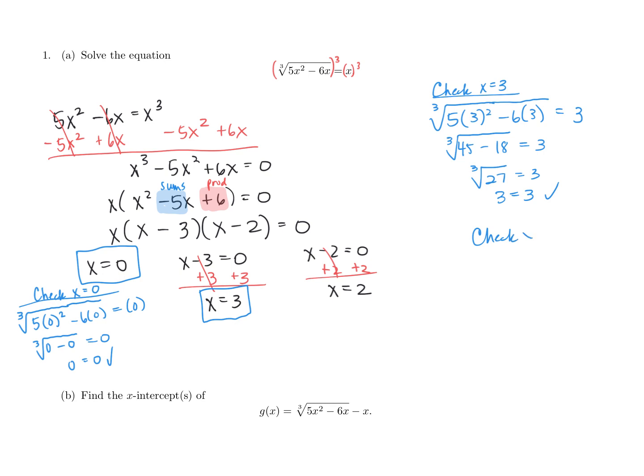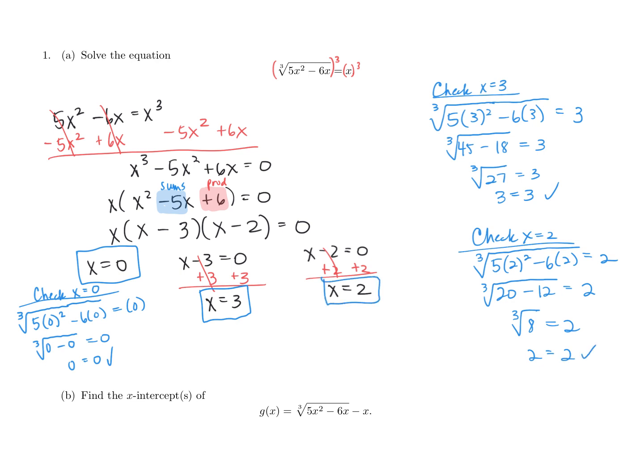And then we're going to check x equals 2. So we'll have the cube root of 5 times 2 squared minus 6 times 2 is equal to 2. So 2 squared is 4 times 5 is 20 minus 6 times 2 is 12. 20 minus 12 is 8, and the cube root of 8 is in fact 2. So that also checks. So 0, 3, and 2 are all solutions to this equation.